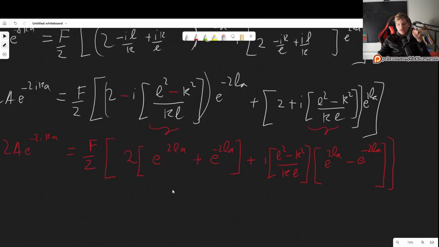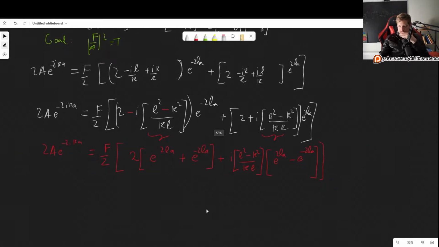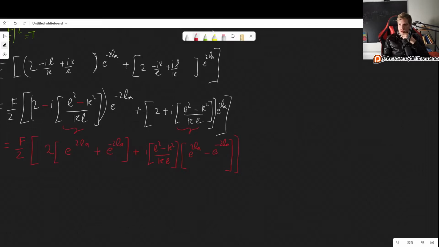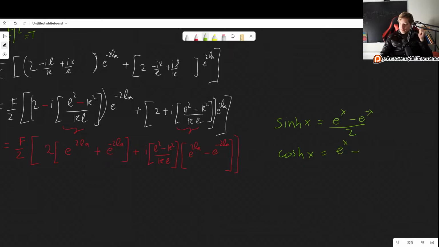Does this remind you of anything? If it doesn't, let me give you a little hint. Or, well, actually the answer. The hyperbolic sine of x is defined as e to the x minus e to the minus x over 2. And the hyperbolic cosine of x is e to the x plus e to the minus x over 2. So it's very similar to the regular sine and cosine, except that there are no i's involved.